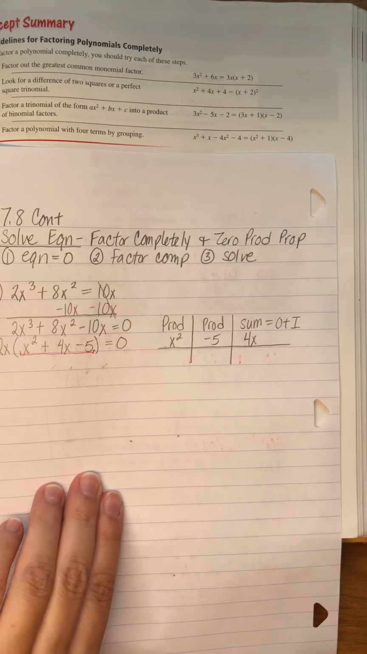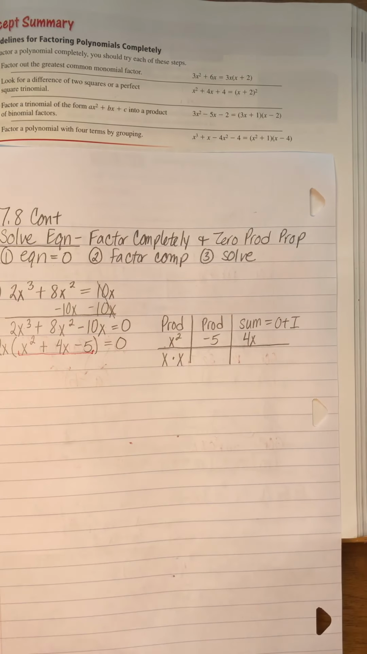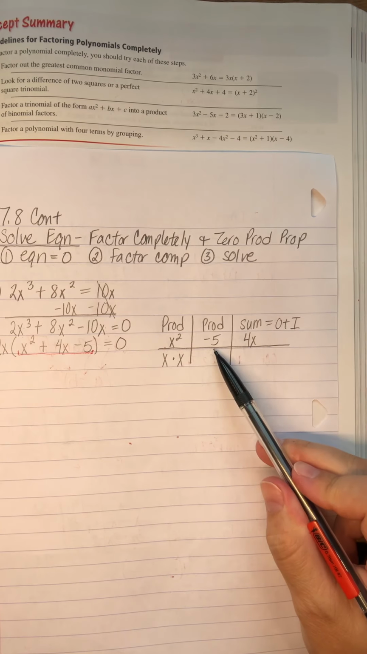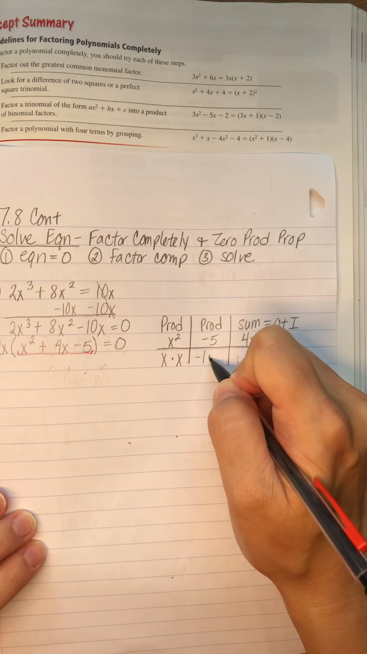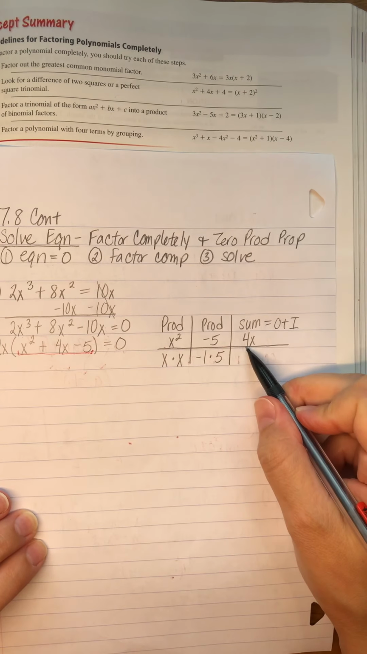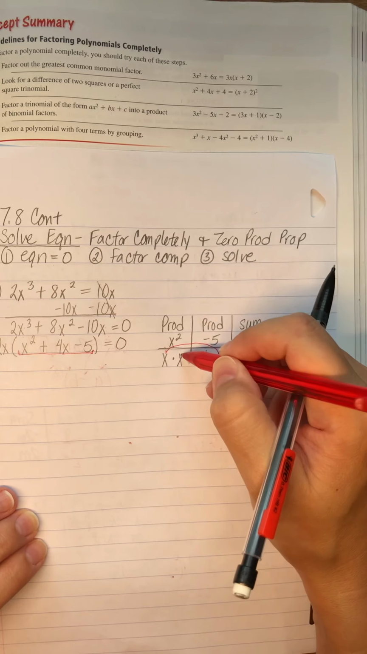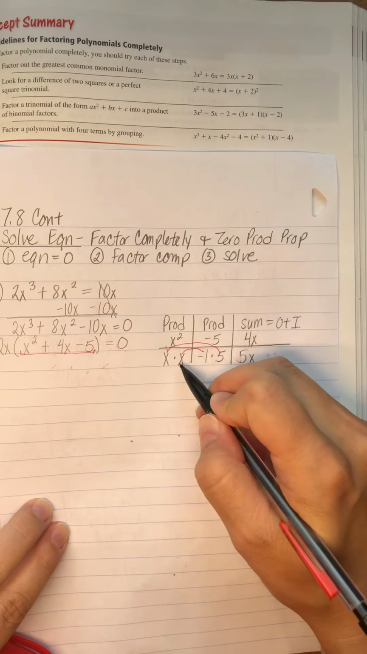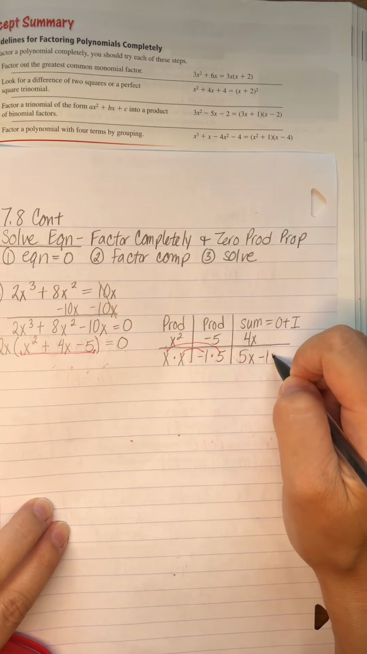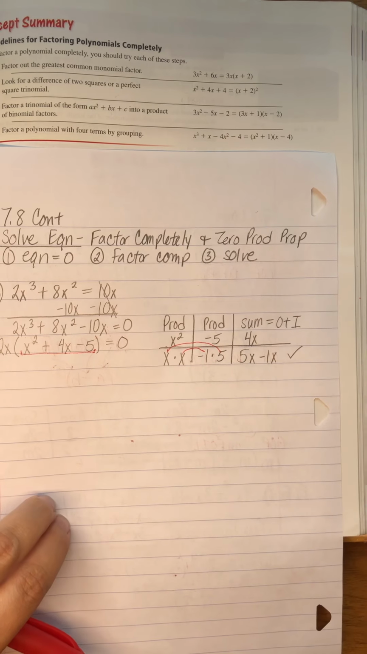Okay, let's find our combination. X squared has to be x times x. To get a product of -5, I need one negative number. It has to be -1 and +5 to give me a sum of 4. Let's check our outers and our inners. The outers would be 5x. The inners would be -1x, or just -x. And that does give me 4x, so I found it.